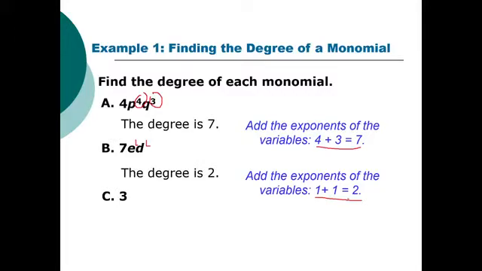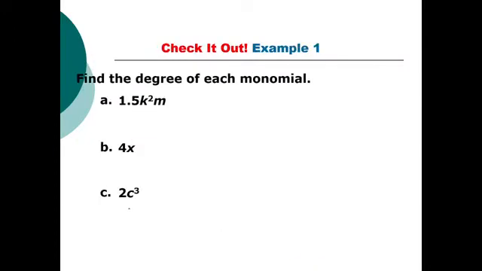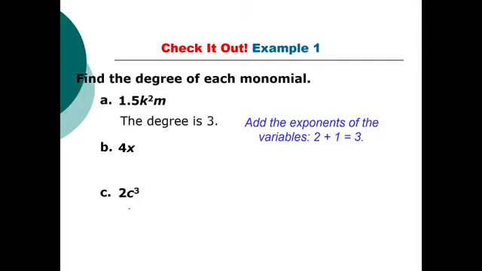For example, letter C, add the exponents of the variables. Take note, this is any variable. For example, you have x raised to 0. The exponent of the variable is 0. It's a constant term. So take note, a constant term has a degree 0. Take note of that. Now, let's have more examples. Letter A, what's the degree? Add the exponents. 2 plus 1, that's 3. So therefore, the degree is 3.